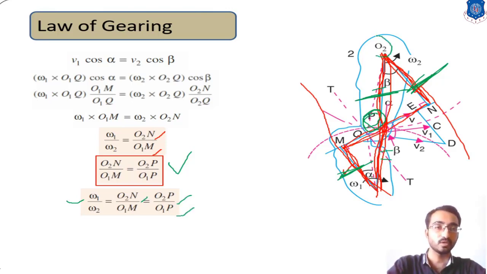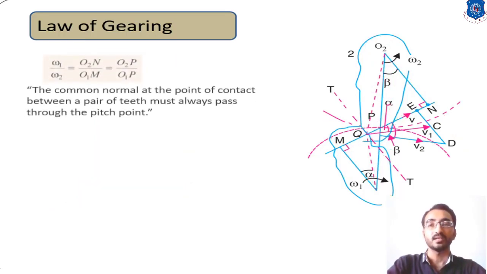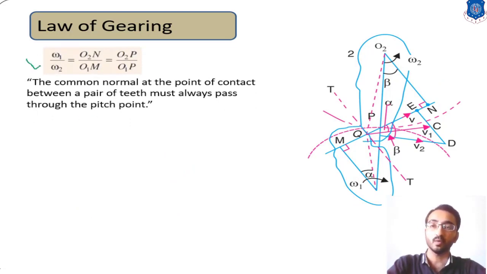Now with respect to these O1 and O2 centers, this point P must remain at a certain position so that the ratio remains the same, and this ratio defines our omega 1 upon omega 2 ratio. So for the law of gearing, the essential equation omega 1 upon omega 2 can be satisfied if the ratio O2P upon O1P remains constant. For that, the point P is defined in such a way that the common normal and common tangent must pass through this point P, and this is the basic condition of the law of gearing.